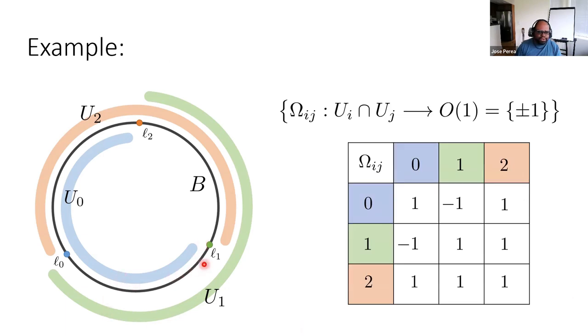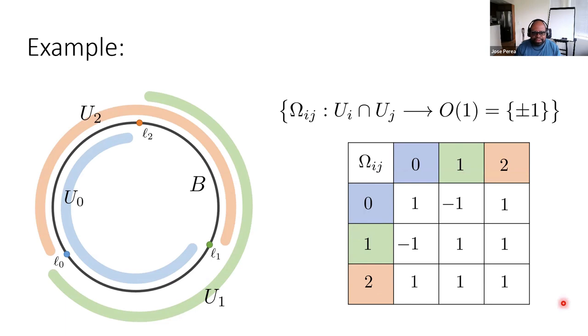Take B to be the circle and cover it with three open sets, U0, U1, and U2. And let me take the following family of omegas. We're going to map to O1, the orthogonal group in dimension 1. So it's just plus or minus 1. And the way omega is going to be defined is just as a constant function. So omega 0,0 is going to be constant and equal to 1. Omega 0,1 is going to be constant and equal to minus 1, and so on for the rest.